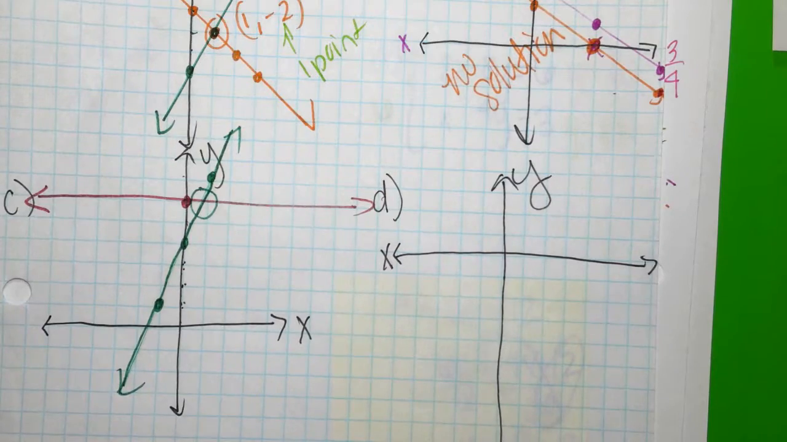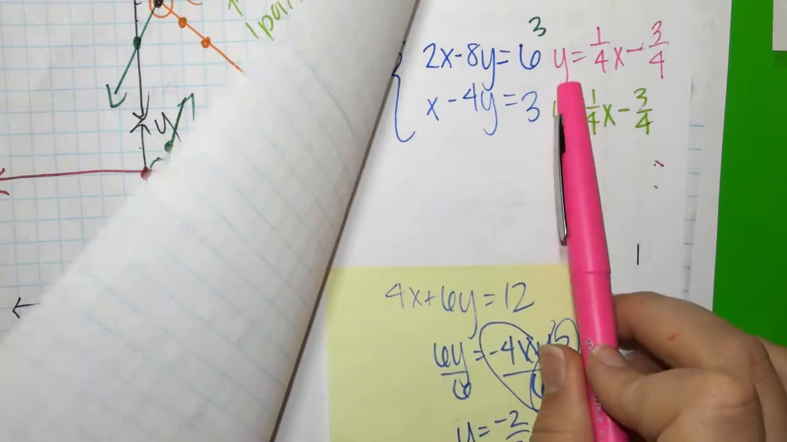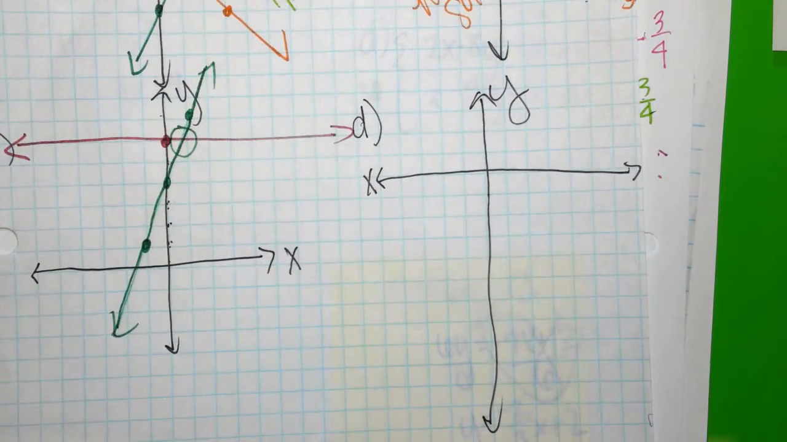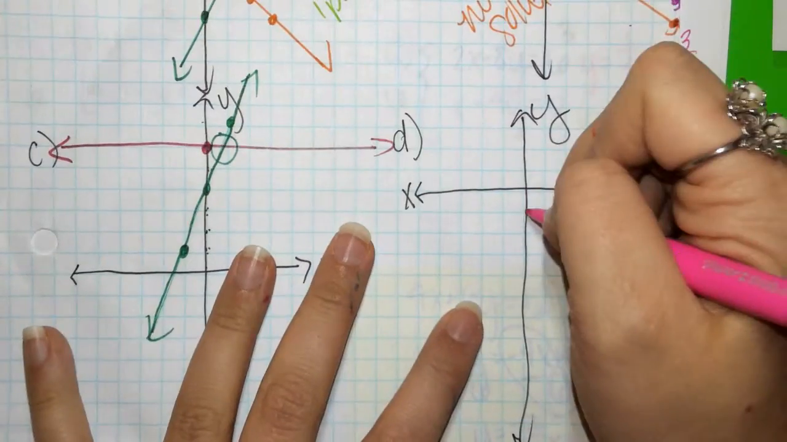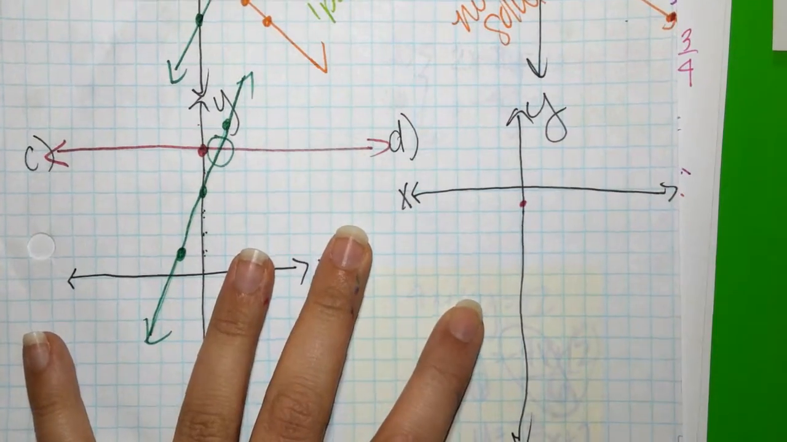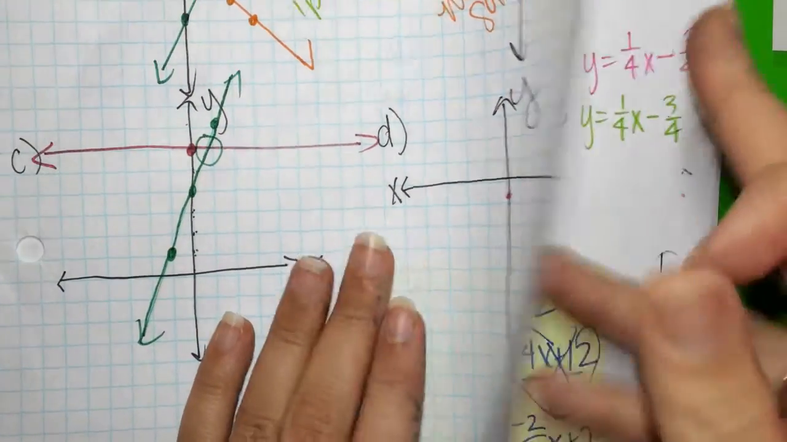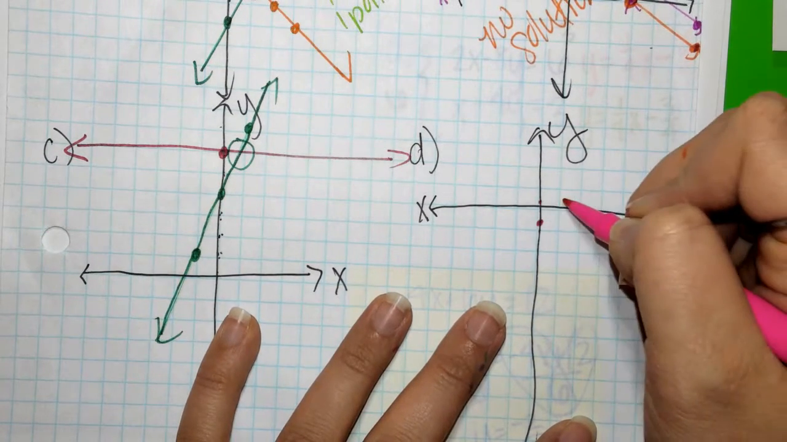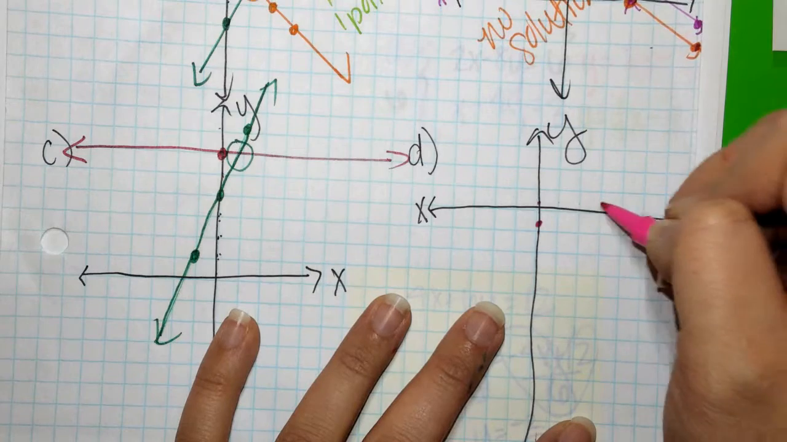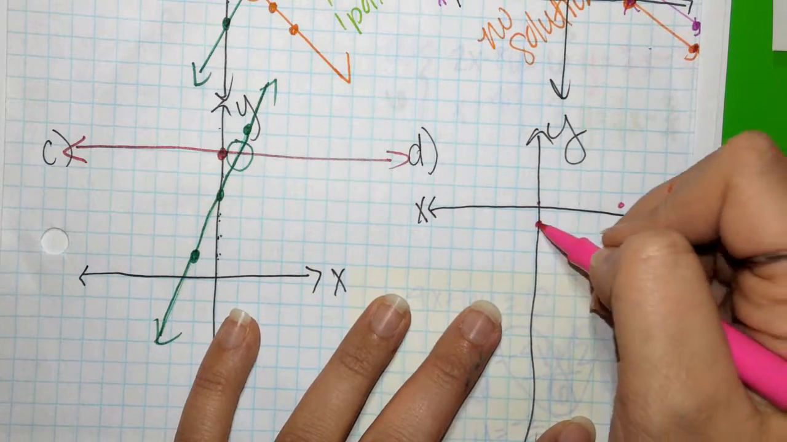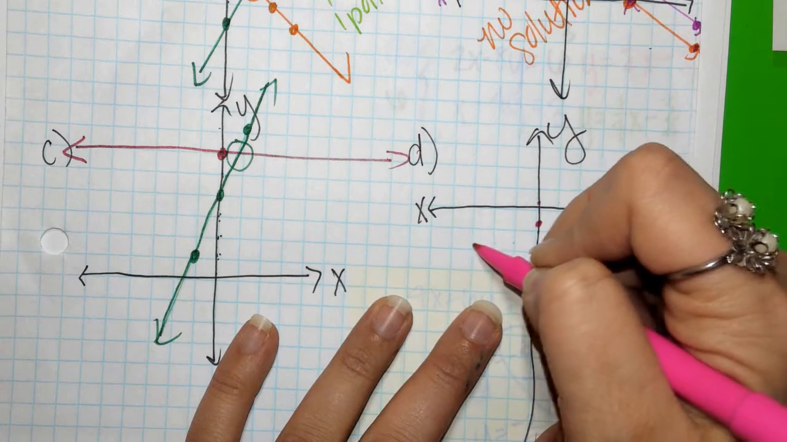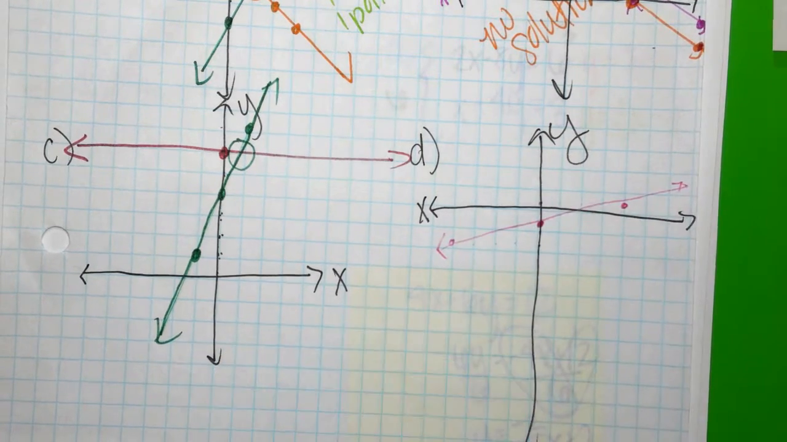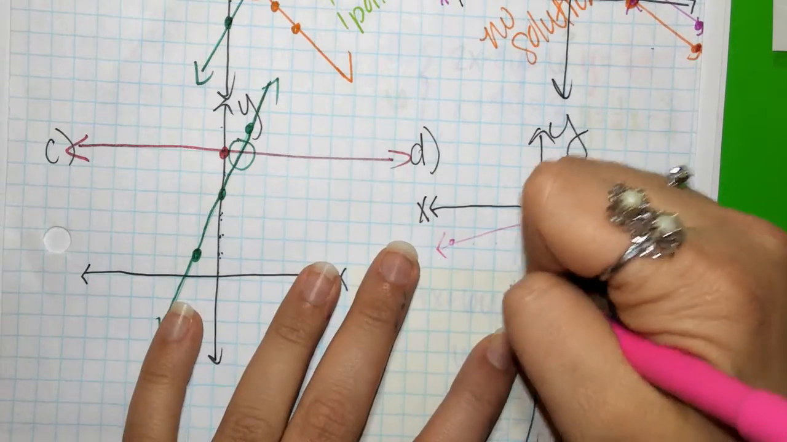Just wear moo-moos. Alright, so our equation was y equals 1/4 x minus 3/4. So that means that I'm going to go down 3/4. So that's a little bit right here. And then it was positive 1/4, so I would go up 1, right 1, 2, 3, 4. And then down 1, left 1, 2, 3, 4. And you just have one line. And it would be infinite solutions.